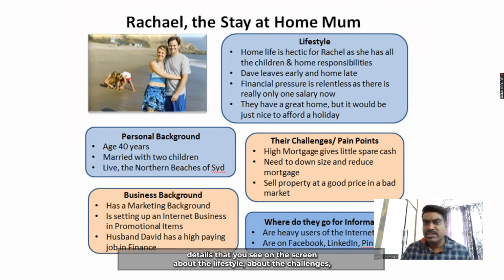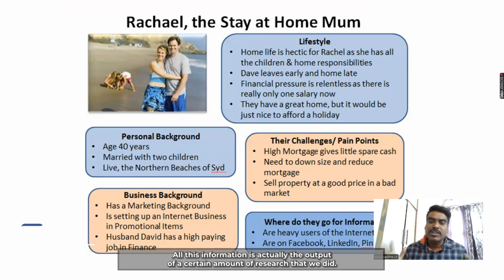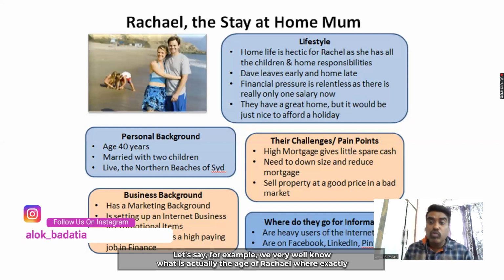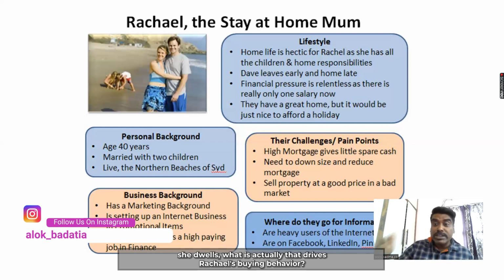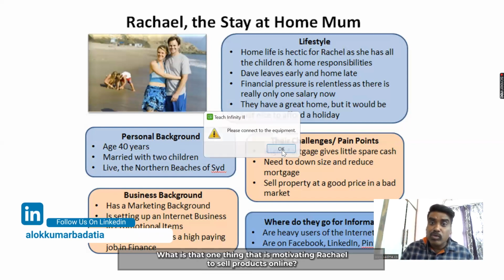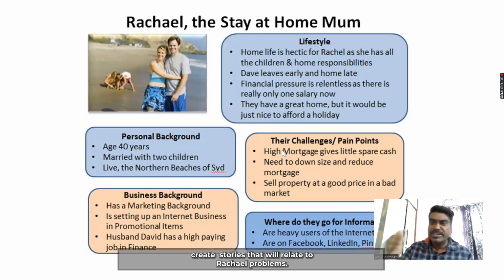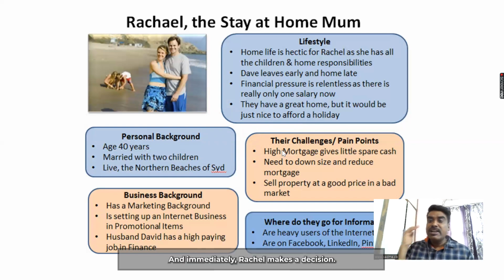The details that you see on the screen about her lifestyle, about her challenges, about her business background, about her personal data, all this information is actually the output of a certain amount of research that we did. Let's say, for example, we know very well the age of Rachel, where exactly she lives, and what drives Rachel's buying behavior. What is that one thing that is motivating Rachel to sell products online? If you know all this, then we can create messages and stories that will relate to Rachel's problems, and immediately Rachel makes a decision, right? So this is absolutely a buyer's avatar.